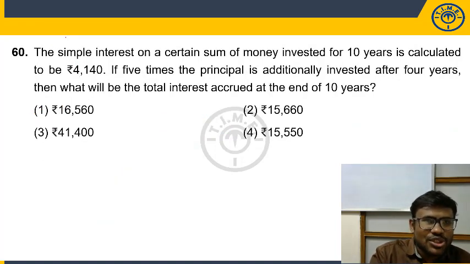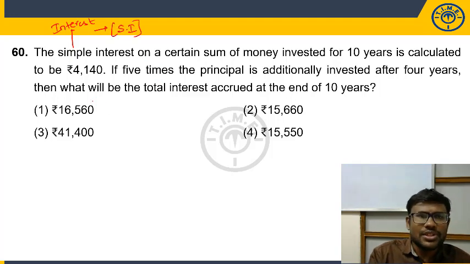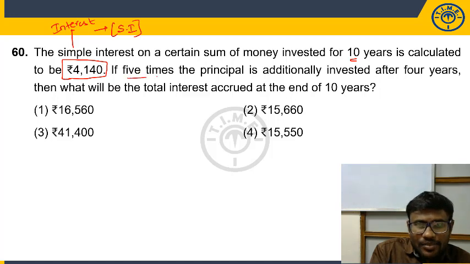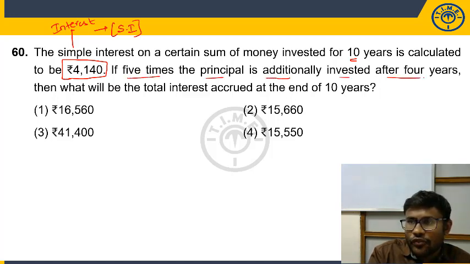It's an interest question, and to be clear, it's a simple interest, an SI question. The simple interest on a certain sum of money invested for 10 years is calculated to be 4140. If 5 times the principal is additionally invested after 4 years, then what will be the total interest accrued at the end of 10 years?